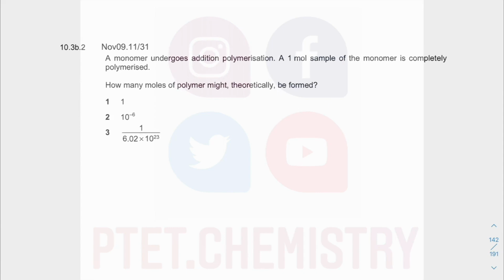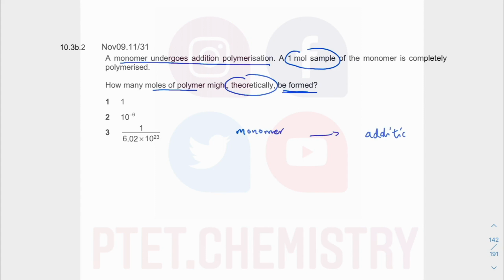This next bit looks complicated, but anyway, so when you have a monomer that undergoes addition polymerization, you started with 1 mole of the sample. Okay, so how many moles of polymer would theoretically be formed? All right, so we know that monomer becomes addition polymer. So what is so special about addition polymer, you have learned it even in O-level and GCSE, is that there is no other byproduct. You do not kick out any other small molecule, because this is not condensation polymerization.